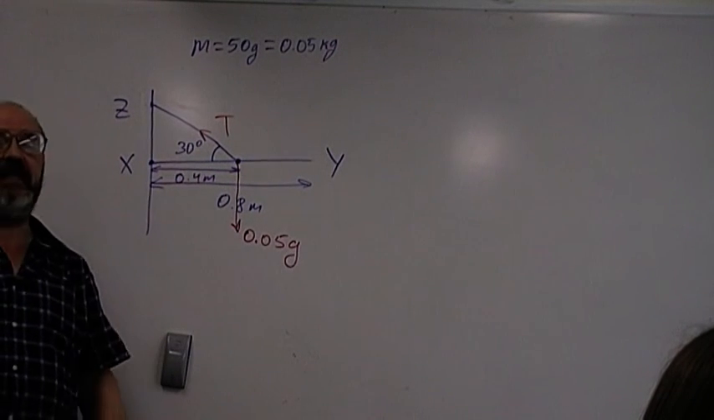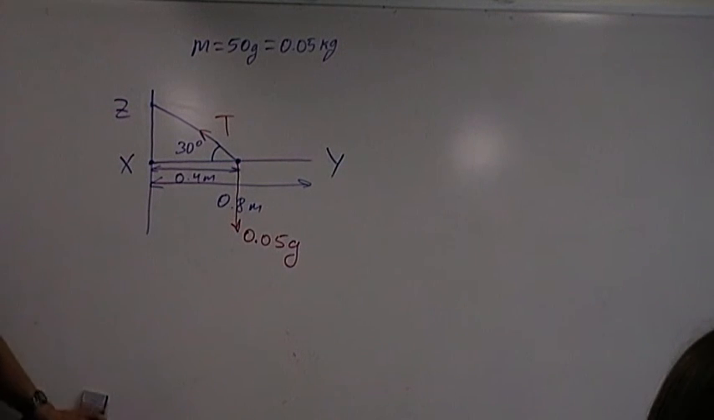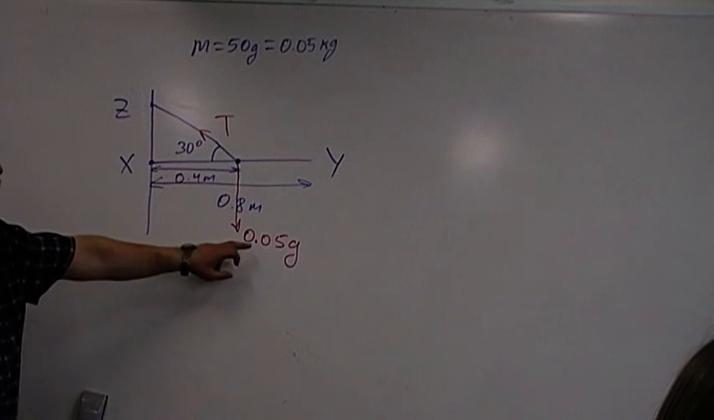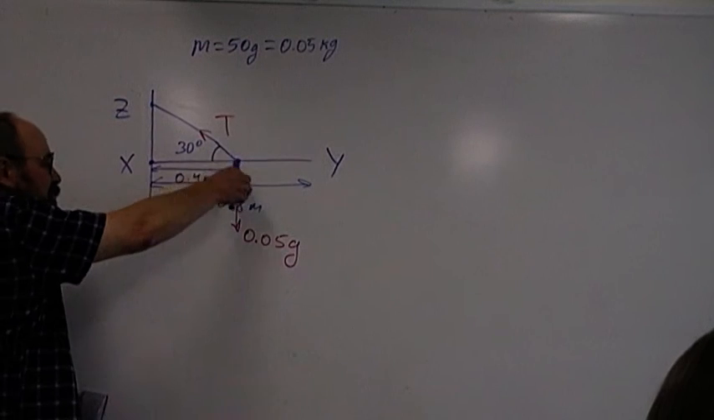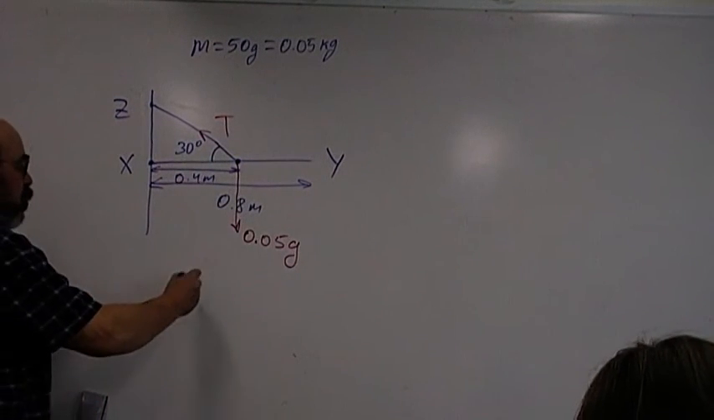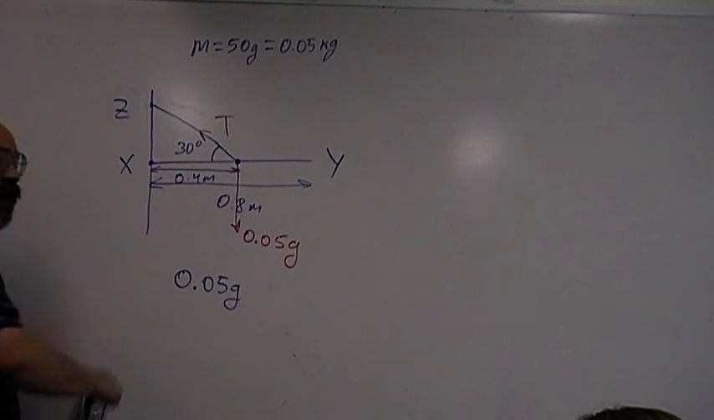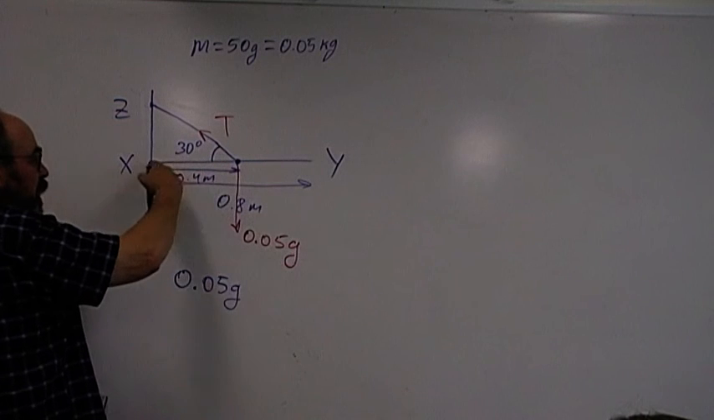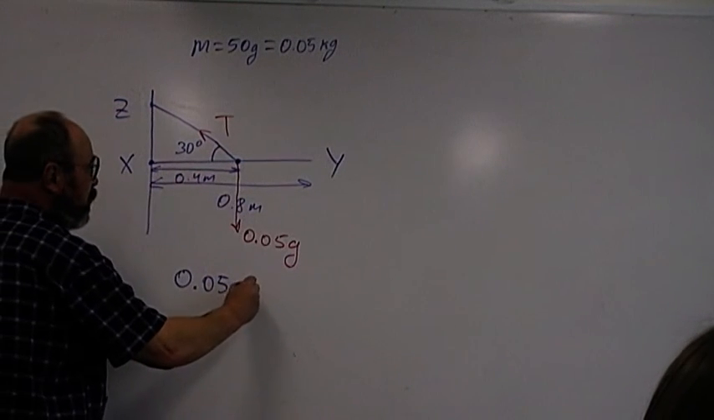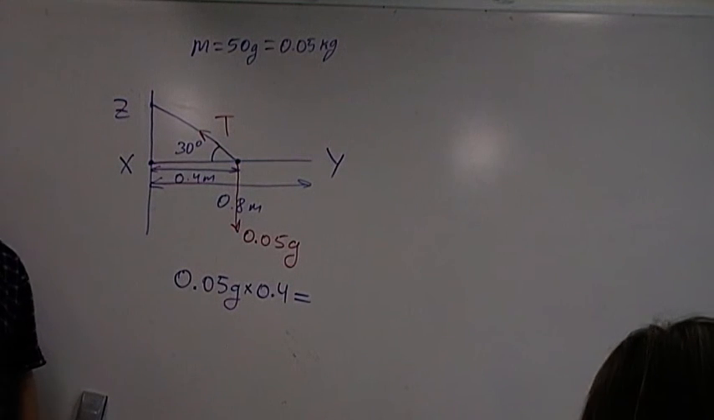What will we take as the pivotal point? X. So what's rotating the beam clockwise? Gravity. This force rotates it clockwise, so torque will be equal to 0.05 g times the lever arm, 0.4, the distance of the force applied to the pivotal point. What's rotating it anti-clockwise? Tension.